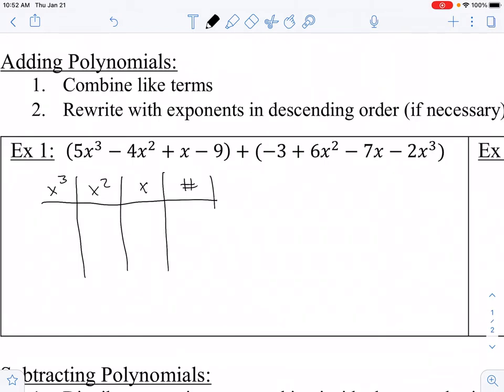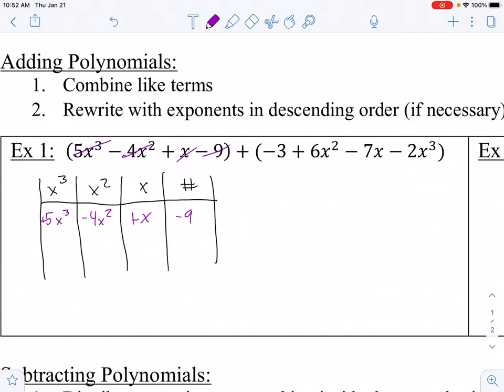And now I'm just going to go through and put each term in the category where it belongs. So I'm going to do that in purple for my first. 5x to the third is going to go in the x to the third category. So 5. And then I can cross that out. Negative 4x squared. Remember, the sign that's in front stays attached. So if you wanted to write positive 5, this is negative 4x to the second. This is positive x, so I use that one, and negative 9. So that one I just kind of had to go down the line.